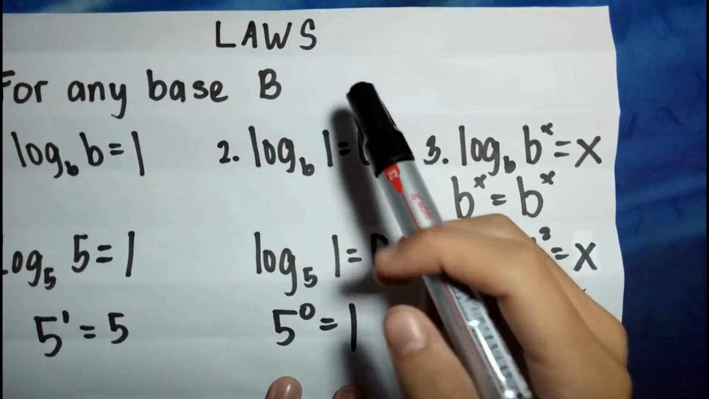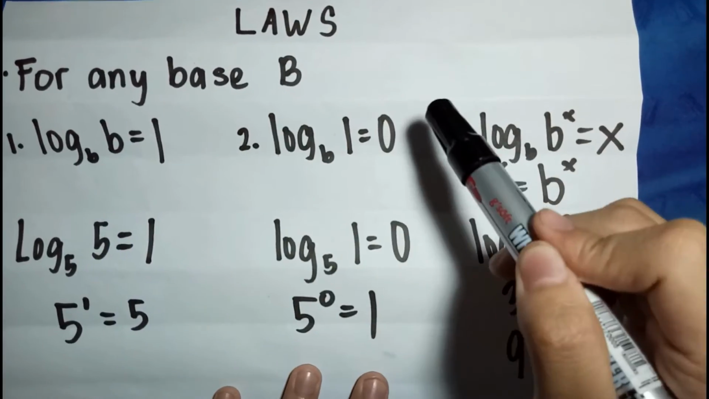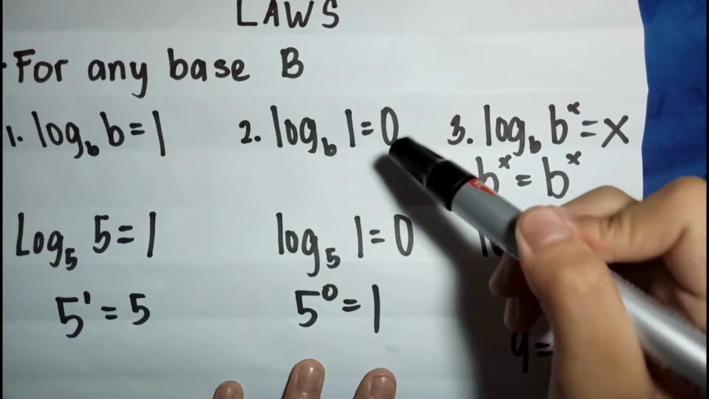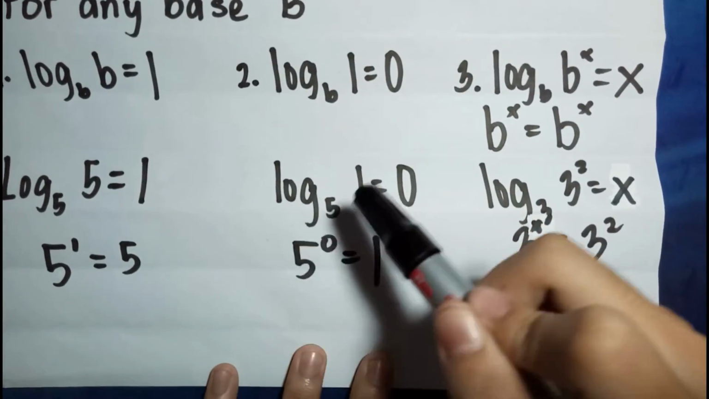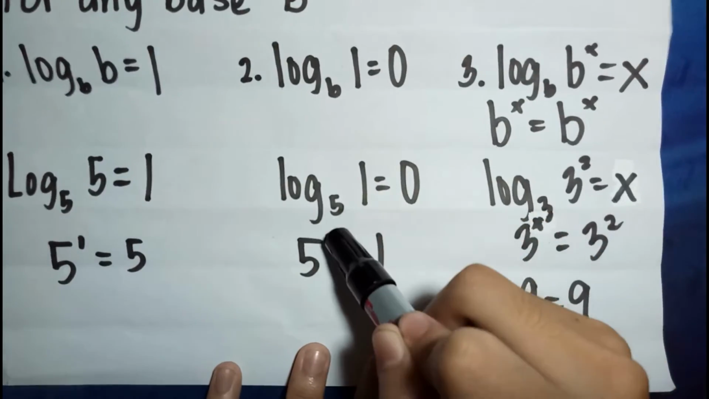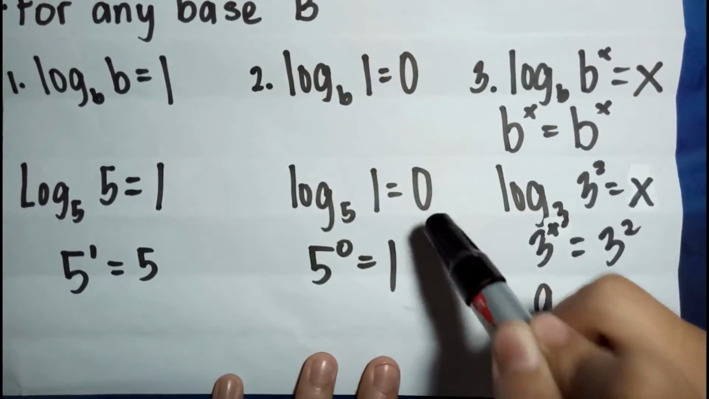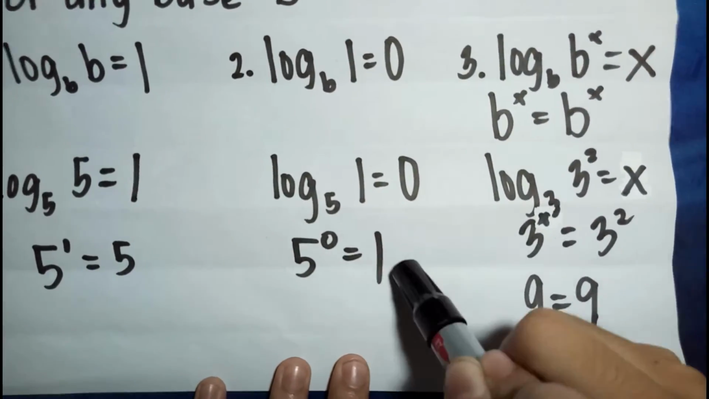And for our second situation, logarithm of 1 to the base b is equal to 0, wherein whatever b is, it will automatically be 0. An example for that is logarithm of 1 to the base 5 is equal to 0. And if you convert it to exponential equation, 5 raised to 0 will be turned into 1.